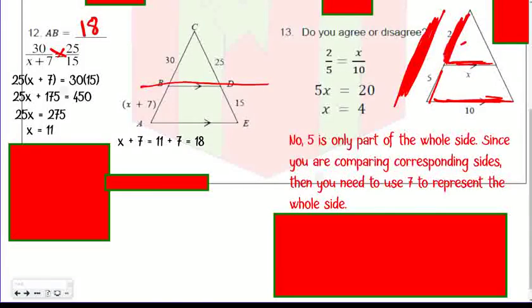2 is the little side, correct? Well, is 5 the whole piece of the big side? 5 is only representing part of the big side, isn't it? Then you've got to find the big side. Well, what's 2 plus 5? So you have to use 7 because 7 is what represents the whole side of the big triangle. 5 is only part of the big triangle.